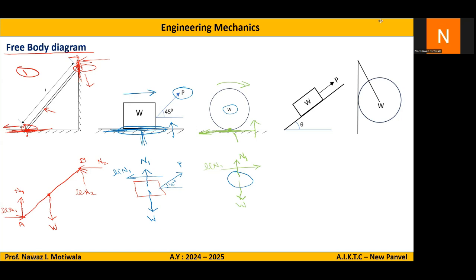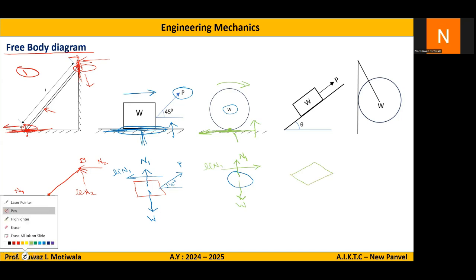Now, let us go to the next one. The fourth case, wherein there is a block of weight W kept on an inclined plane which is acting at an angle of theta. So again, same procedure we will apply. I will isolate the body from all the contact surfaces. So it is like this, a body kept on an inclined surface.